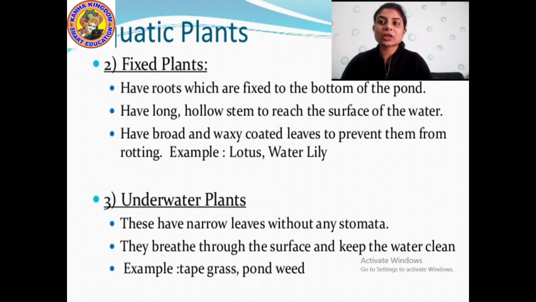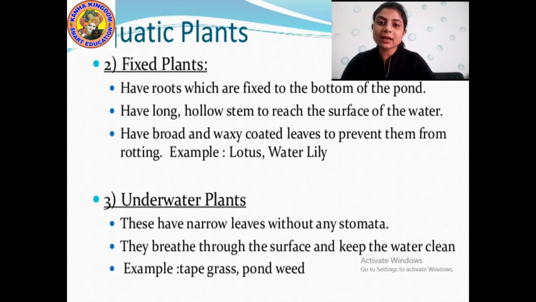You can see in the picture in your book, it is given there. Tape grass and pondweed. These are the examples of underwater plants. Okay. These plants grow inside the water. They do not float above the water, or grow above the water. They grow inside the water. Okay, and the leaves of these plants are thin and narrow without any stomata.